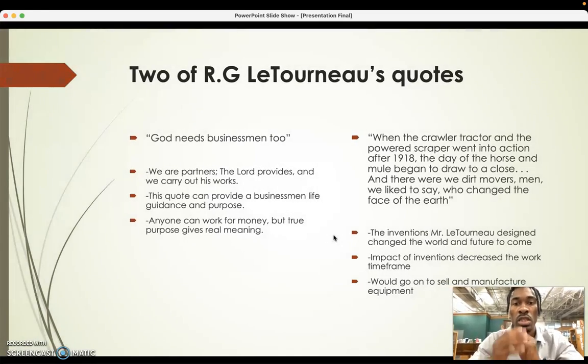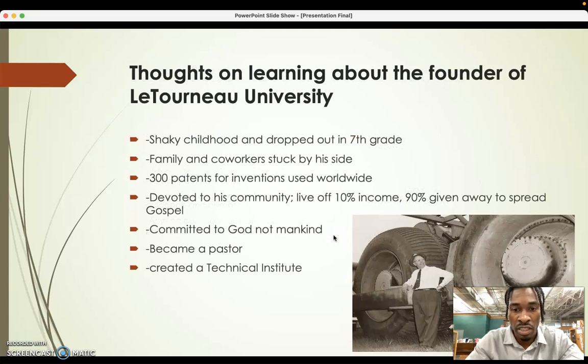Okay, R.G. LeTourneau. This is an amazing guy. Two quotes that stuck with me. God needs businessmen too. We are partners. The Lord provides, and we carry out His works. He blesses us. Sometimes blessings are taken away because we do the wrong things. As far as, let's say, with the finances.